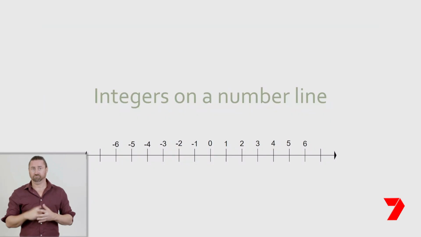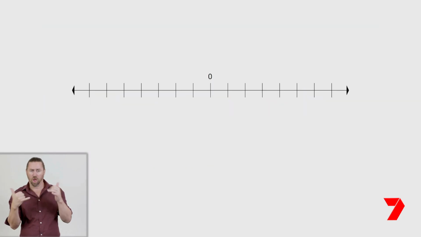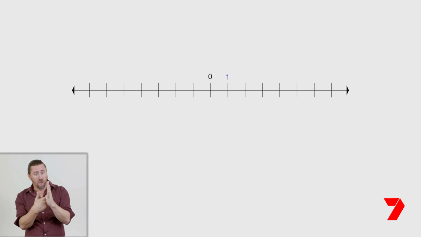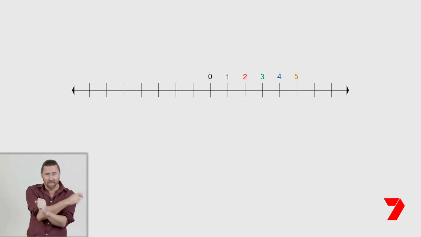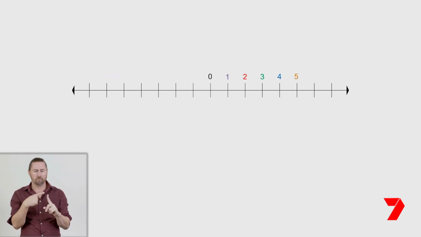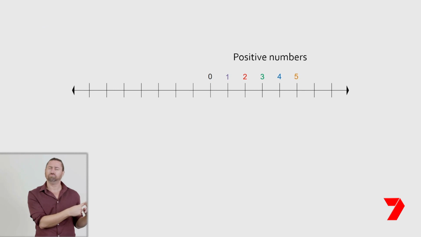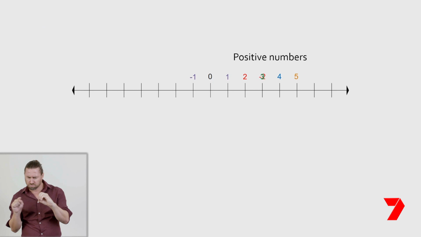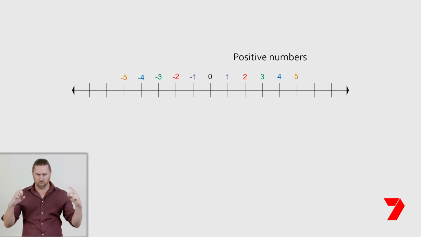Integers on a number line. Look at this number line. 0 has been placed in the middle of the line. We know the numbers to the right of 0 are the counting numbers. These are also called positive numbers. But what about the numbers on the other side of 0? Did you notice that the numbers on either side of 0 are symmetrical? They are called negative numbers.